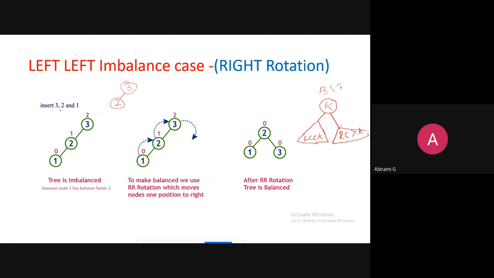Since the tree is empty, we have inserted 3 as the root node. Then the next element is 2. Compare 2 with 3, which is lesser, so it has to go to its left hand side.